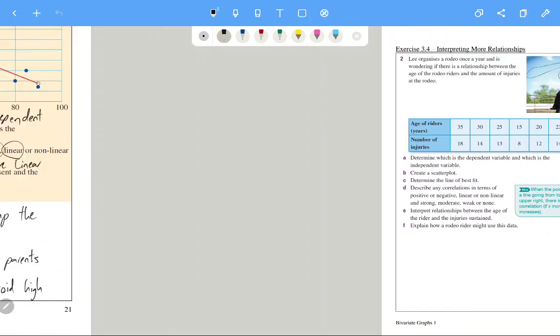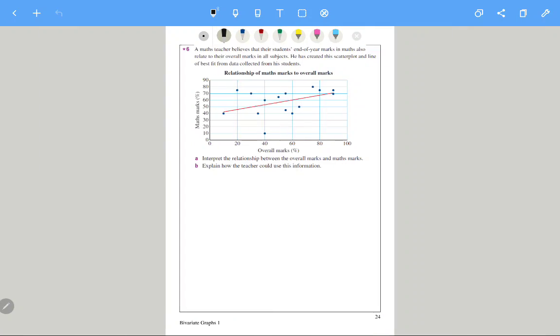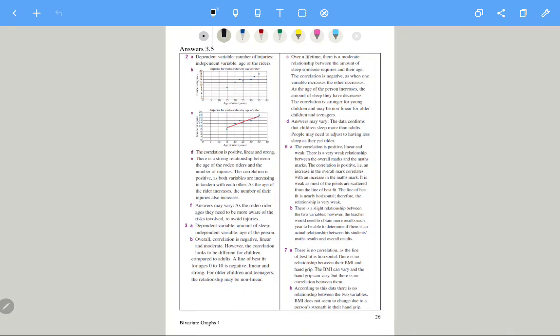Alrighty, so that's the end of that example. There are questions on the next couple of pages, and then we'll be moving on. Answers are at the back of each chapter, so if you want to have a look at those.